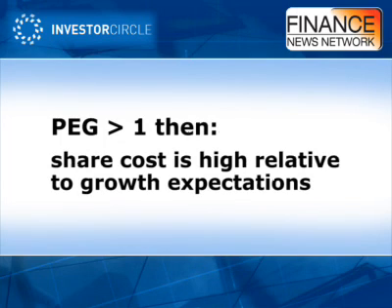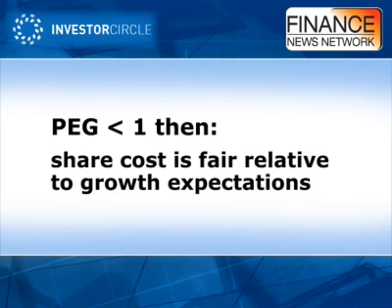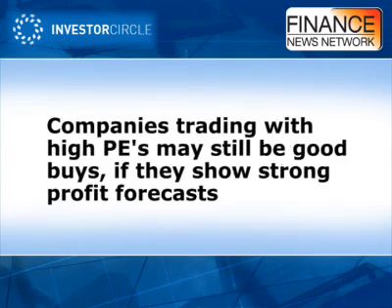The PEG ratio tells us whether the price of a share is fair when we compare it on the basis of the forecast profit growth. If the PEG ratio is greater than 1, we conclude that the cost of the share is high relative to the growth expectations. If the PEG is less than 1, we can conclude that the price is fair relative to growth expectations. So the lower the number, the better. The PEG ratio can demonstrate that companies trading with high PEs may still be good buys if they show strong profit forecasts.